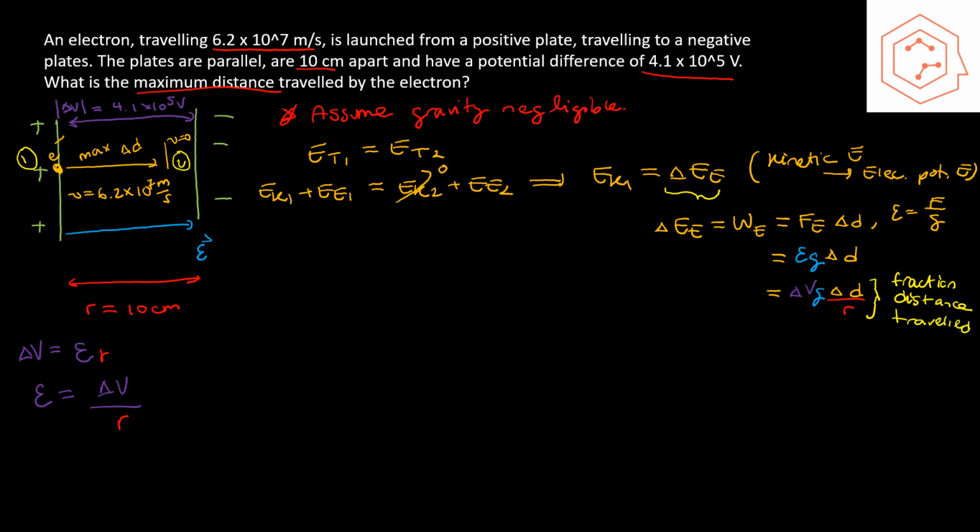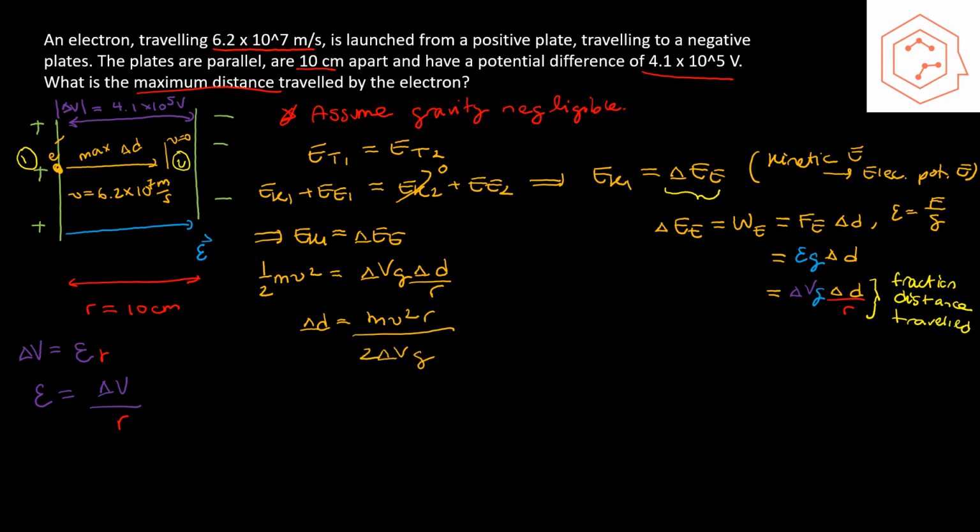So, going back to what we had, EK1 is equal to delta EE, so 1/2 mv squared is equal to delta V Q delta D divided by R. And so if we want to solve for delta D, it's equal to mv squared times R divided by 2 times delta V times Q.